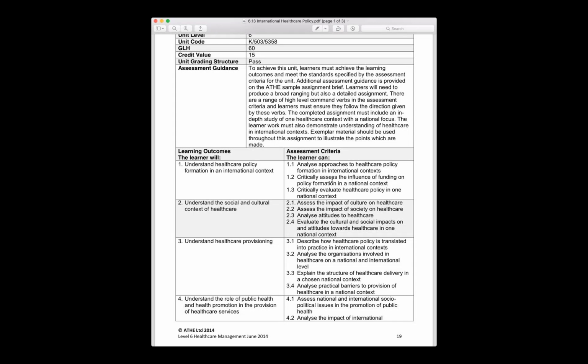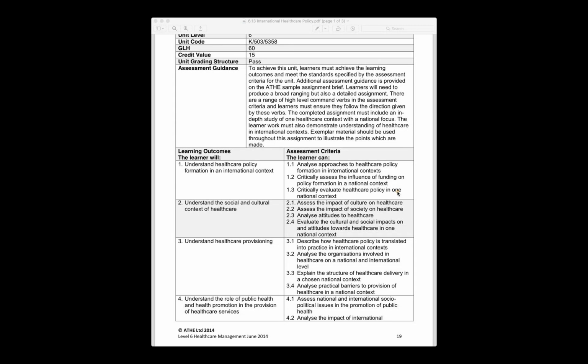Now, this unit is divided into 5 learning outcomes. The first one we are covering today looks at understanding healthcare policy formation in the international context, and it has some tasks associated with it. In learning outcome 1, using the presentation and slides, we will also cover some of these tasks, which are directly related to your assignment brief and to achieving learning outcome 1. The second learning outcome talks about understanding social and cultural issues in the context of health and social care.